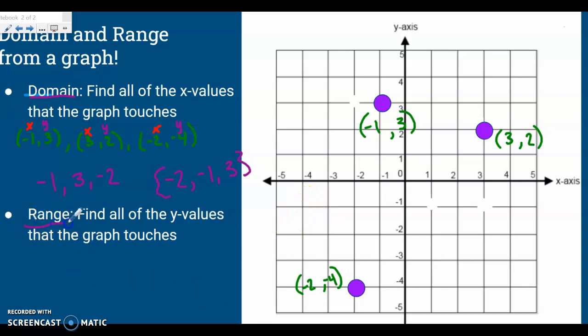When it asks us to find our range, well, we already did all the work. We just need to copy the answers. So our range is all of our numbers that we have labeled with the letter y. So we have, and again, ordering from smallest to biggest, a 3, a 2, and a -4. So putting them in order, we're going to have -4, 2, and 3.